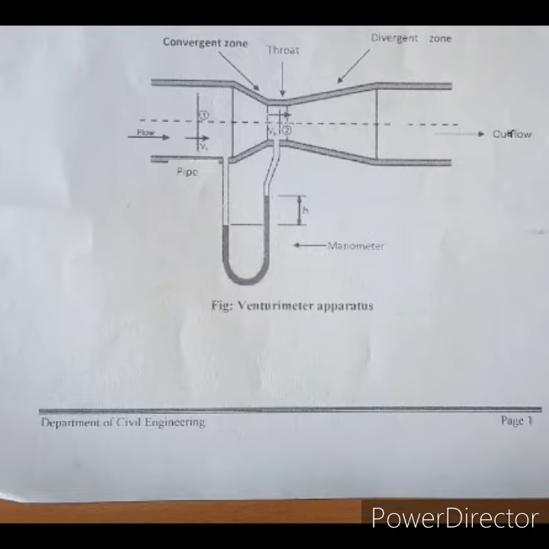Venturimeter has three different components. The first one is the convergence zone, the second is the throat, and the third is the divergence zone. The angle in the convergence zone is between 15 to 20 degrees, and the angle in the divergence zone is between 8 to 12 degrees. A U-tube manometer will be connected between the convergence zone and the throat to measure the pressure difference between these two sections when the fluid is flowing through it.